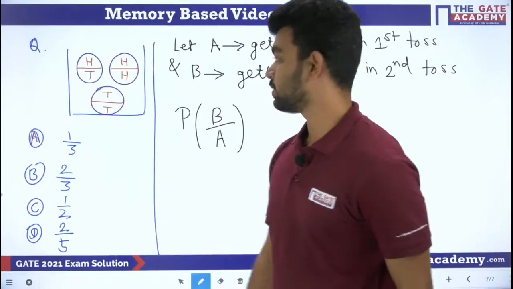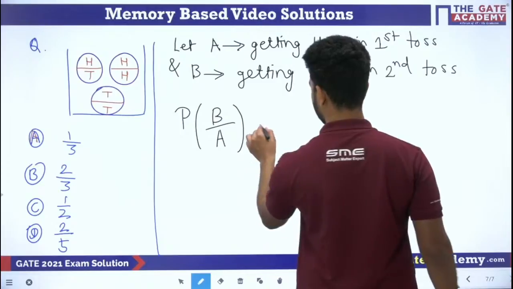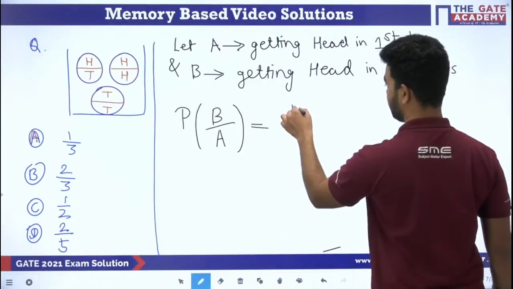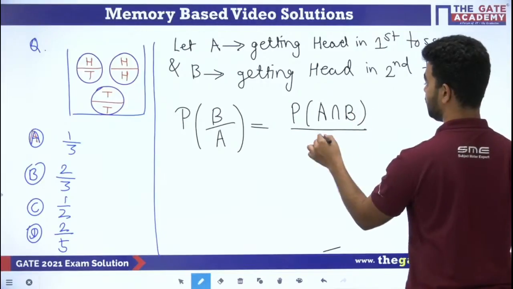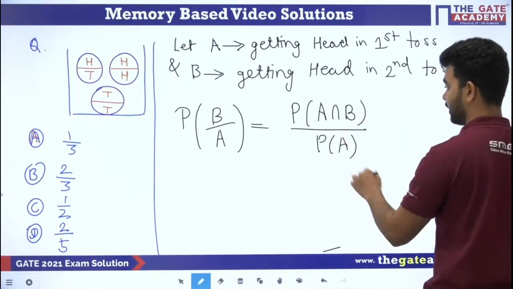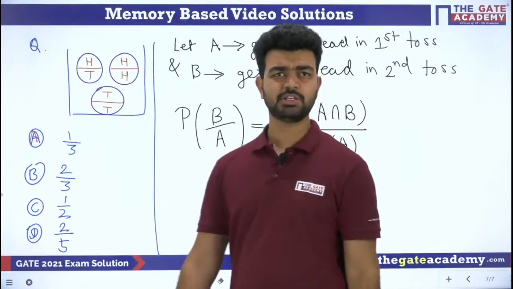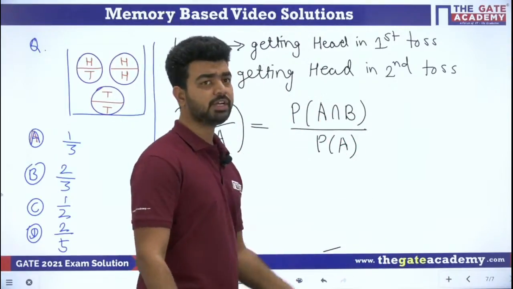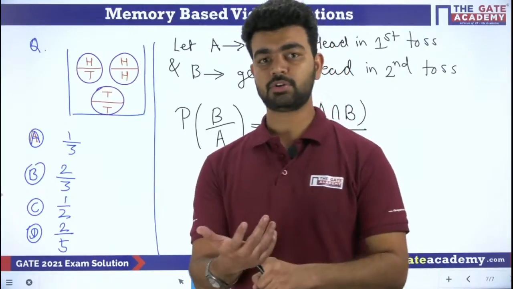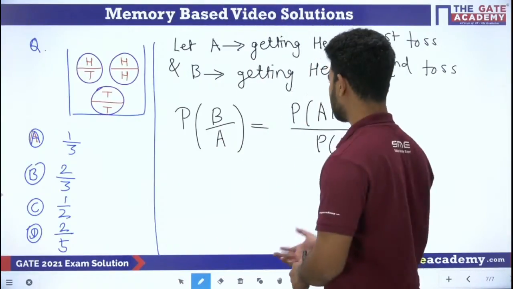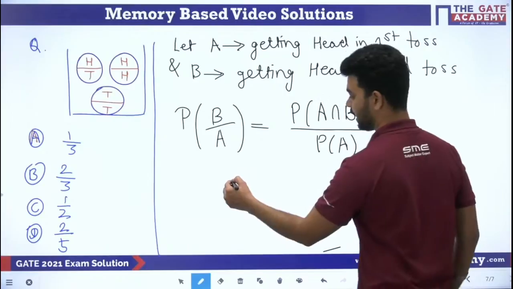Okay, so what is the probability over here? Let's see. If you use this formula, you will get probability of A intersection B, divided by probability of A. That is what you are getting. What does it mean? A intersection B means that in the first toss head is coming, and in the second toss the head is again coming. So A intersection B we will write like this.